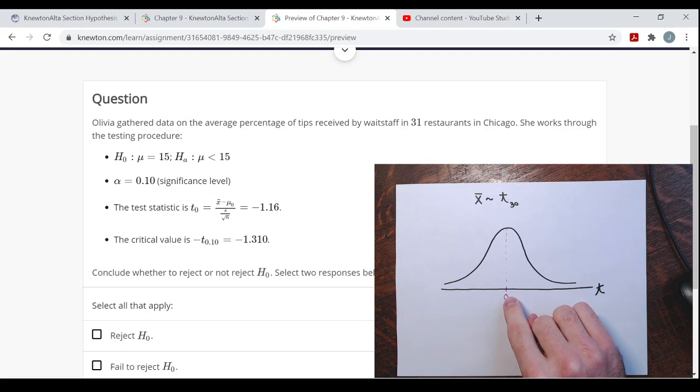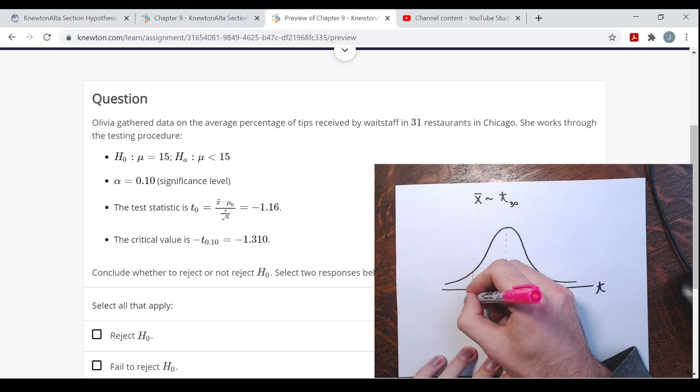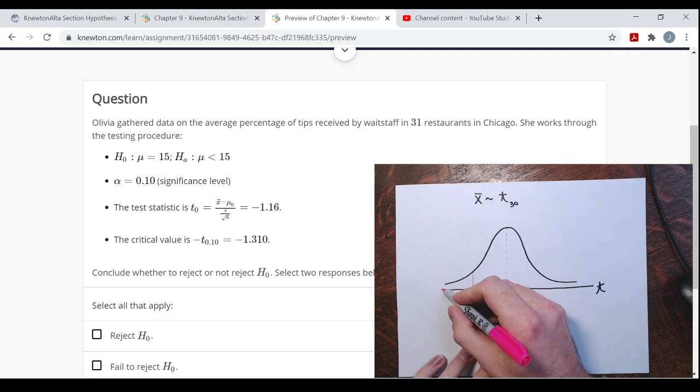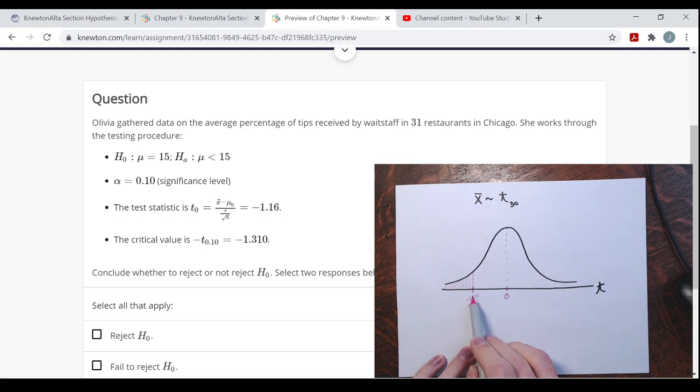Now, the critical value they mentioned was negative 1.310. So here's negative 1.310. I'll put CV for critical value. That's the t-score, right? That's the t-score that has an area of 10% to the left of it, right?